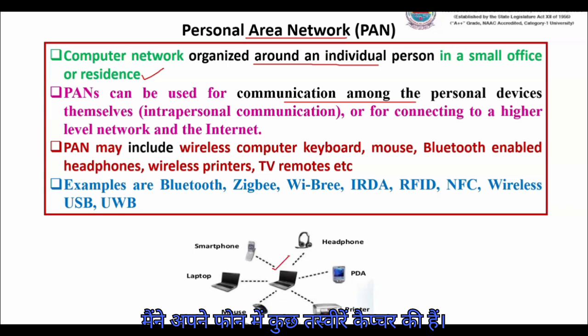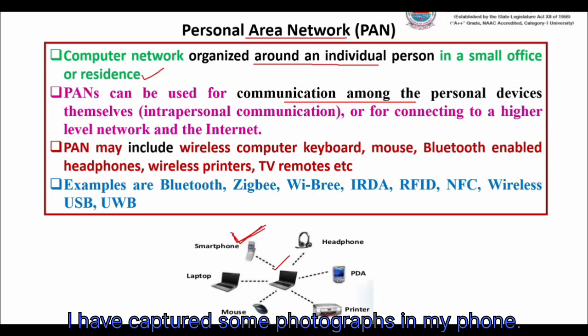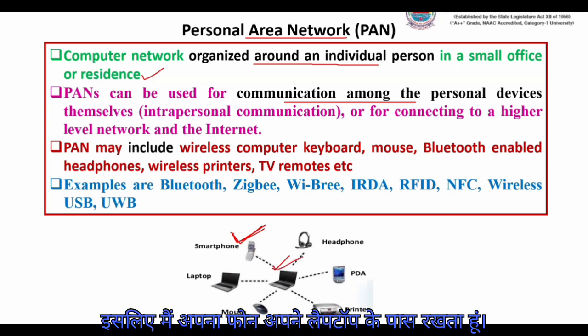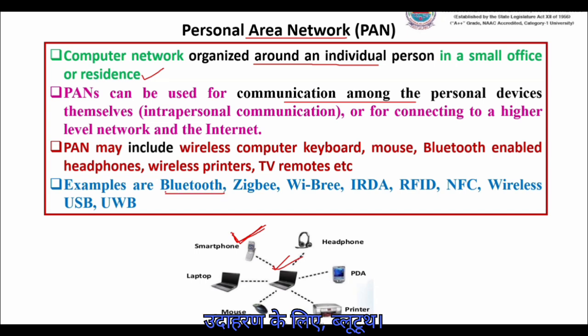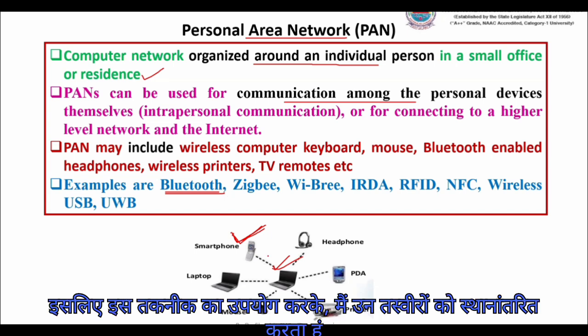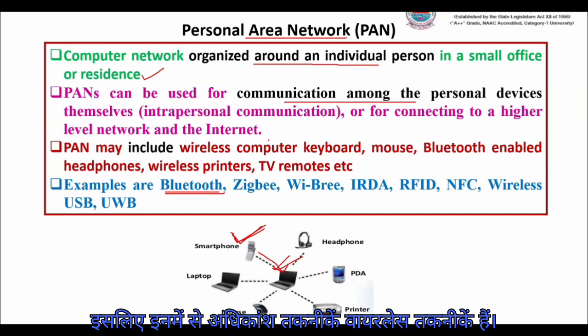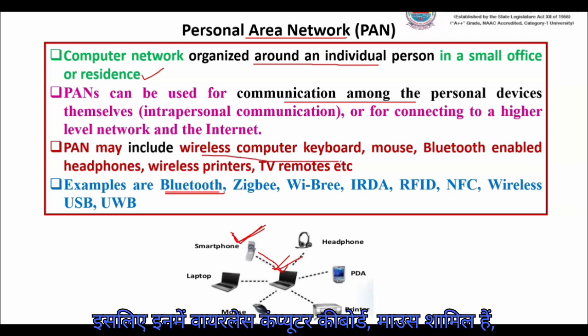For example, I have the laptop and I have my phone. I have captured some photographs in my phone, and from my phone, I want to transmit them to my laptop. So I keep my phone near my laptop. I make use of one of these technologies, for example, Bluetooth. This is the most common technology which we make use of. So using this technology, I transmit those photographs or videos or whatever to my computer wirelessly. Okay. So most of these technologies are wireless technologies.